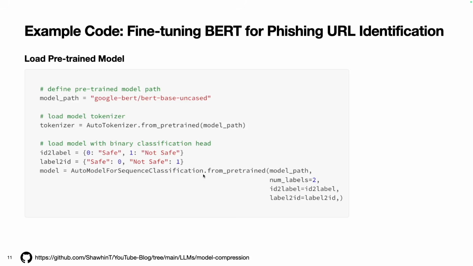Finally, we can load in the BERT model, but slap on top of it a binary classification head. So all we have to do is use this auto model for sequence classification class and use this from pre-trained method. And we'll pass into it the model path, which is what we defined here, the number of labels, the number of classes, and then a mapping for the classes. So the ID is going to be an integer, and then we'll have a label for each class. 0 will correspond to a safe URL, and 1 will correspond to an unsafe URL.